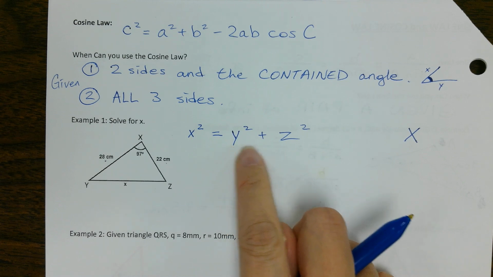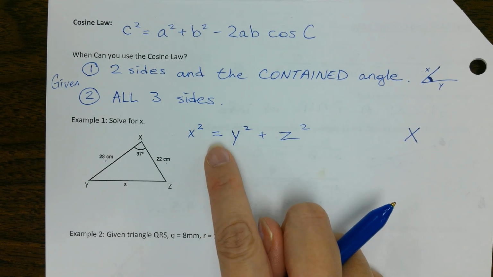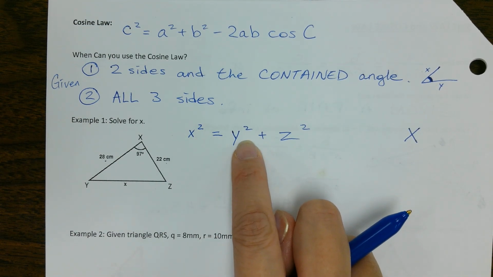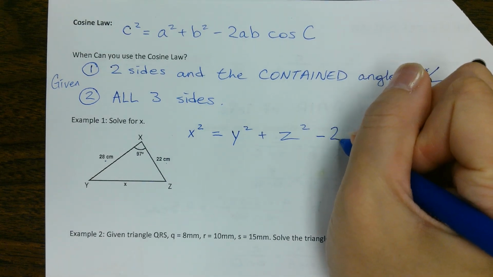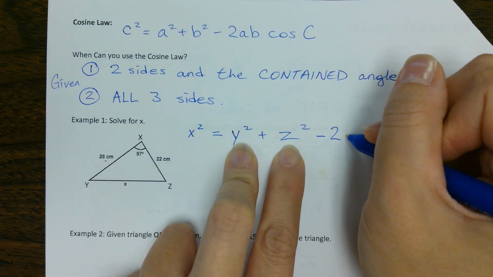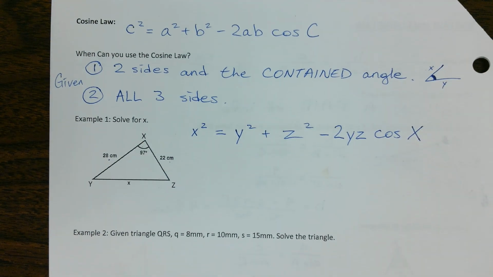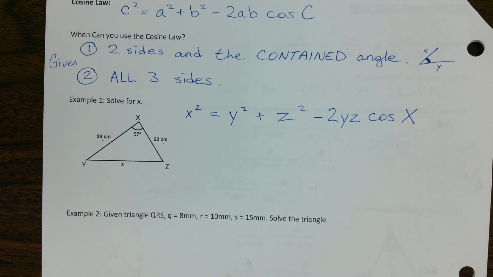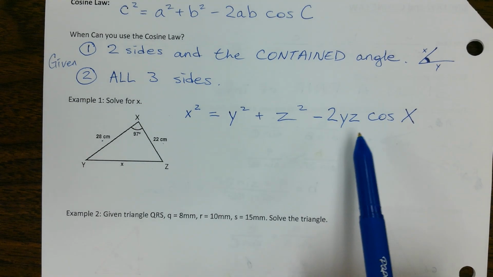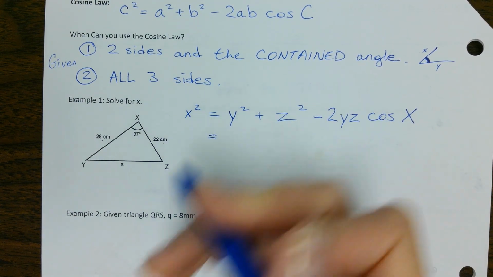Okay. This part should be nice and easy to remember. There's only 3 letters, so if it starts with x, that is x squared equals y squared plus z squared, take away 2 times these 2 letters, so yz, and then cosine. And there we go. Okay, so not too bad. That's how you write it. There's not really any memorizing. So now we can sub in the variables.